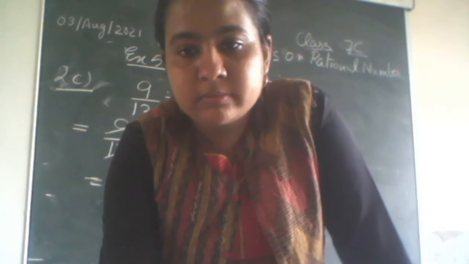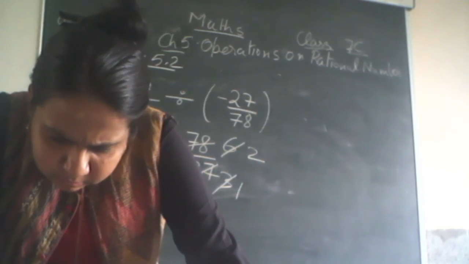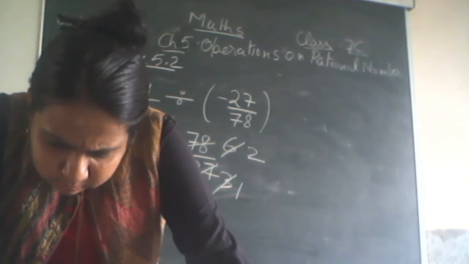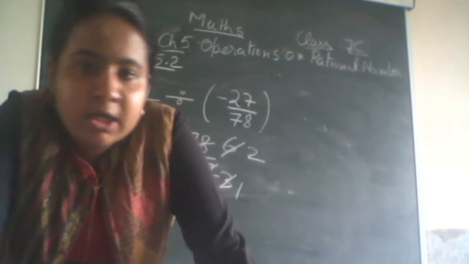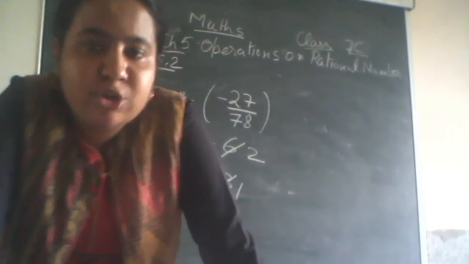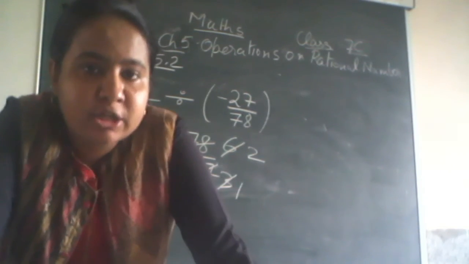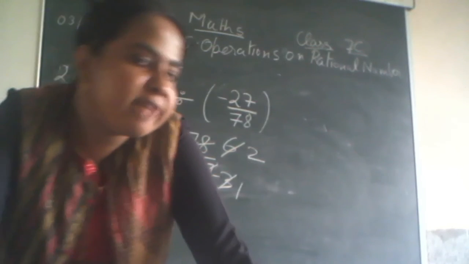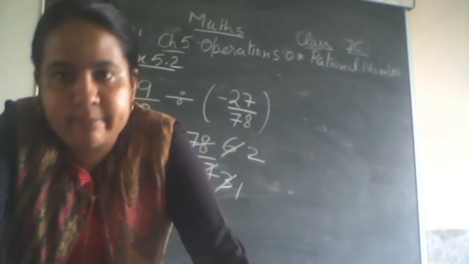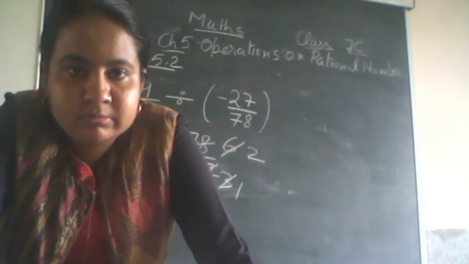Ma'am, in the question that you have shown, why have we not changed 78 upon minus 27 into standard form? In multiplication and division, I showed you both methods. In multiplication and division, the signs get balanced on their own. That's why we do not. But in addition and subtraction, we need to do it because we are taking out the LCM, and we cannot take out the LCM of negative numbers. But we can multiply and divide negative numbers. Yes or no?